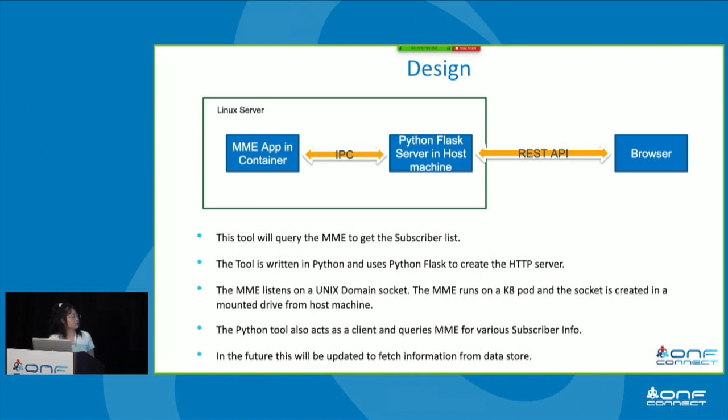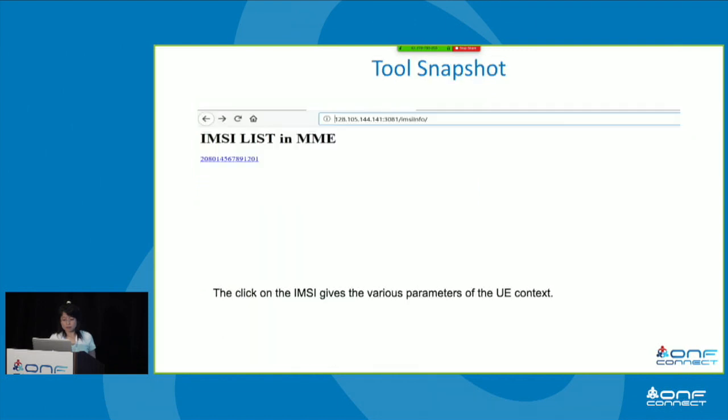I would like to show you how the page looks currently. Maybe the next page. Currently, we can see the first snapshot in which we access the host IP, and the URL we use is the IMSI info. When we run this, it sends a REST API request to the Flask server that is running.